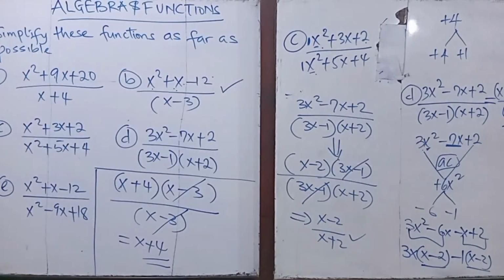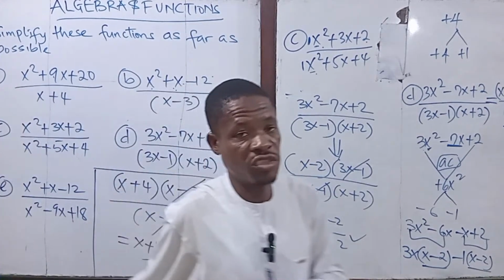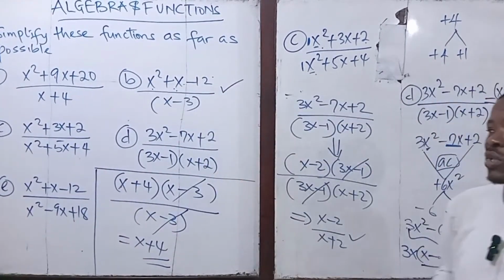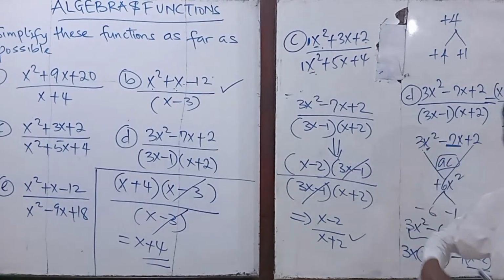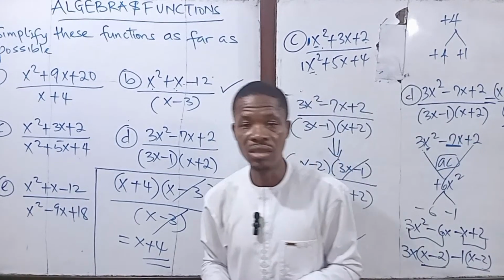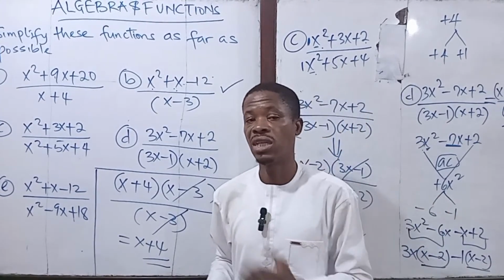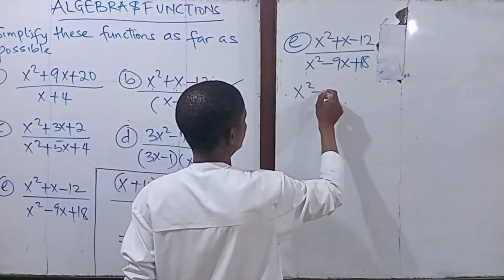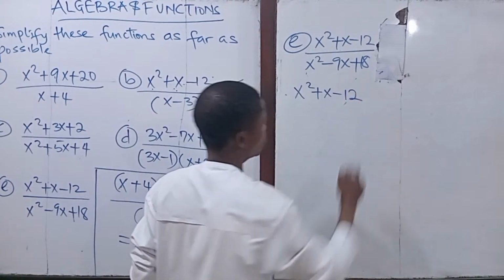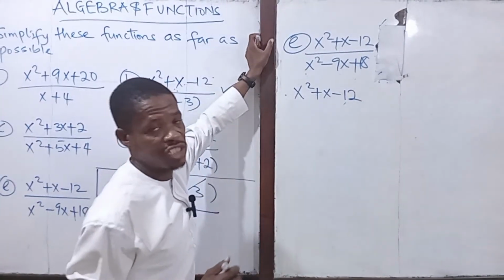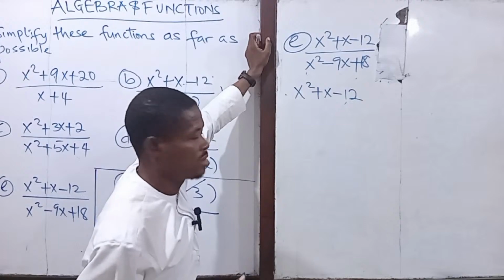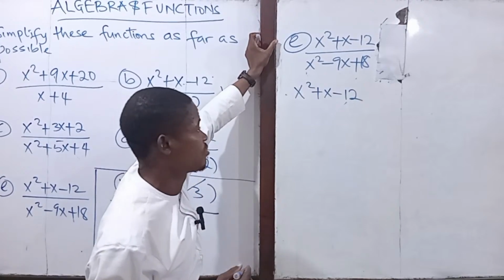Okay, the last question for this segment is x squared plus x minus 12 over x squared minus 9x plus 18. After that we'll go to polynomial long division. Okay, factorize the numerator and turn it into two products of linear expressions.